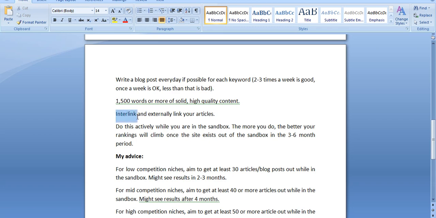Now, it's very important that you do what's known as interlinking on your website. So you want to interlink your blog posts together. That basically helps Google crawl more and more of your website and rank it better. And you also want to externally link your articles.